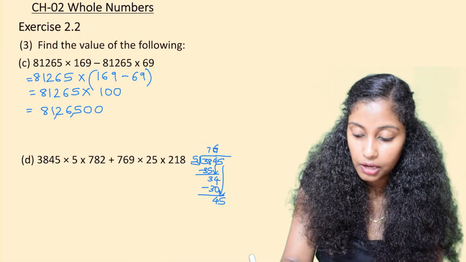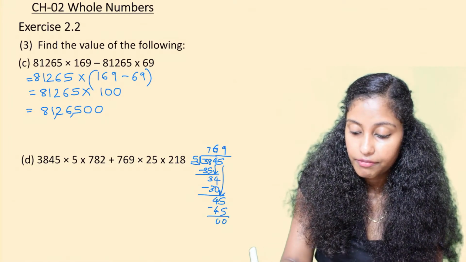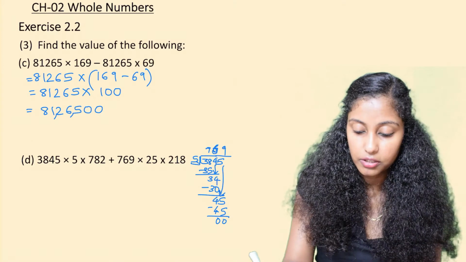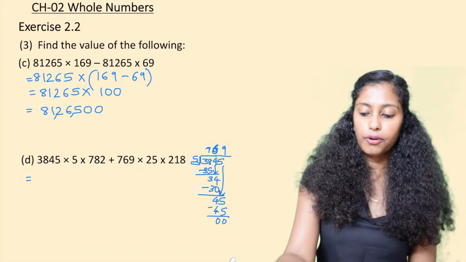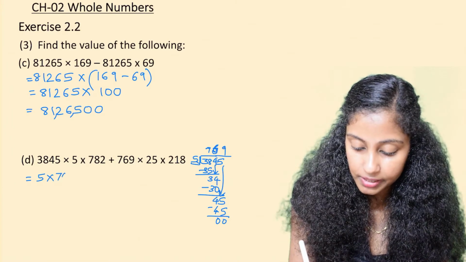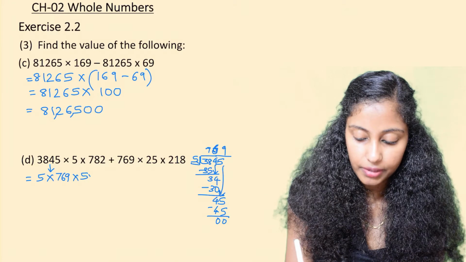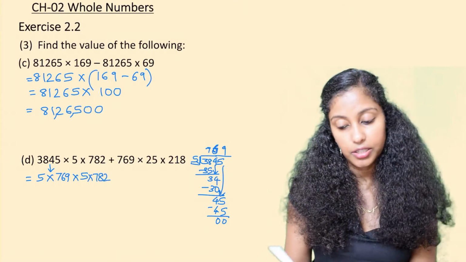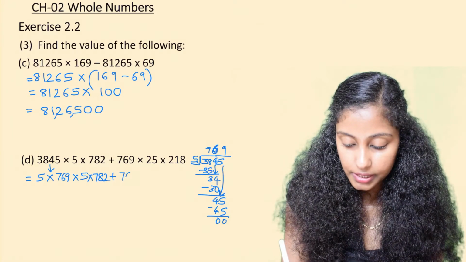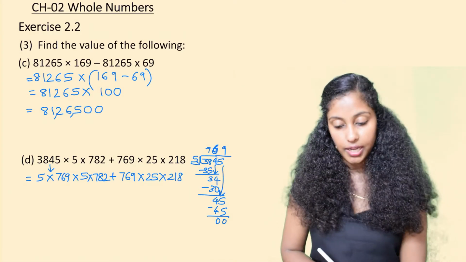We get 5 down. 5 nines is 45. So what we get here is 3845 can be broken down into 5 multiply 769. Okay, and then 5 multiplied by 782 as it is, plus 769 multiply 25 multiply by 218 as it is.